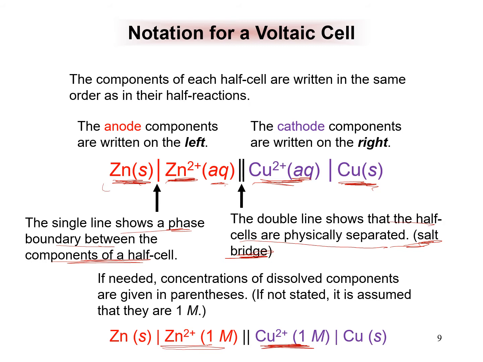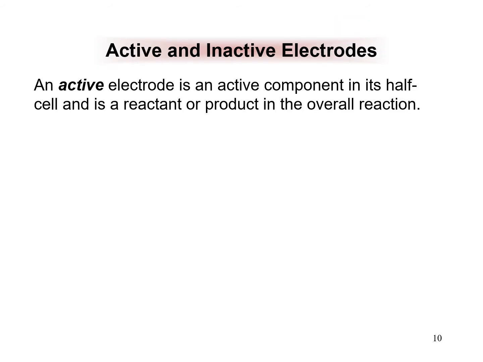Okay, so that is a scientific notation for a voltaic cell. It tells you what the two half reactions are, which reaction is happening at the anode, and which reaction is happening at the cathode. Anode is left, cathode is right. Okay. Right. The next thing I want to explain is, we talked about electrodes right now, right?